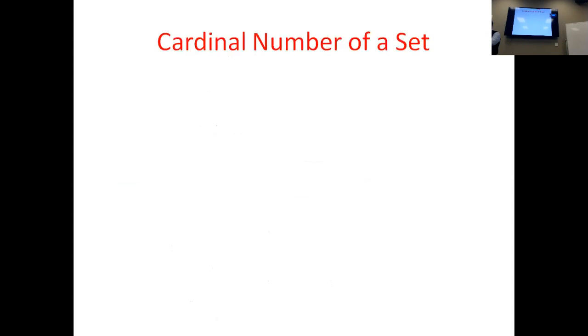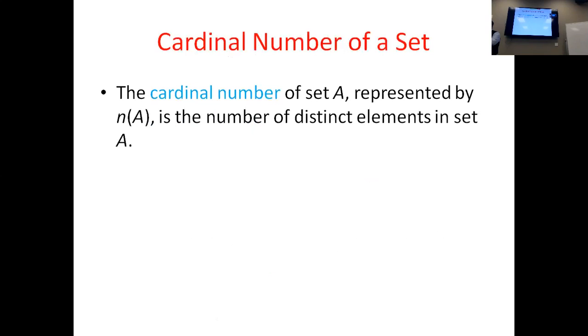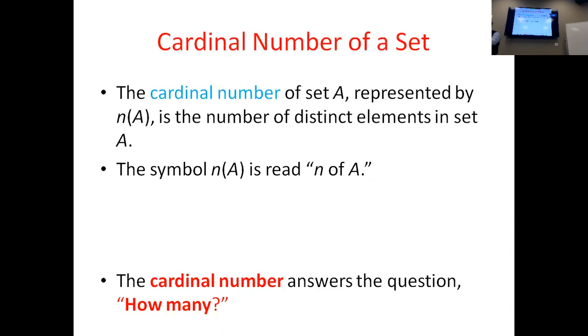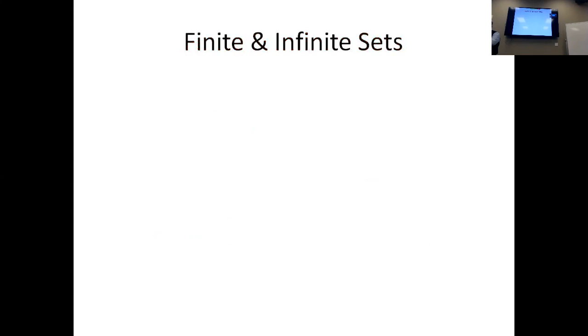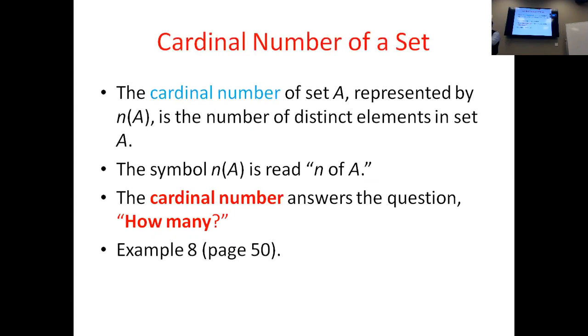Cardinal number of a set. Now, what do we mean? A set has a cardinal number. It's represented by n of A, or little n, in parentheses, A, is the number of distinct elements in a set A. For example, the symbol n, then parentheses A, is read "n of A." The cardinal number answers the question how many.